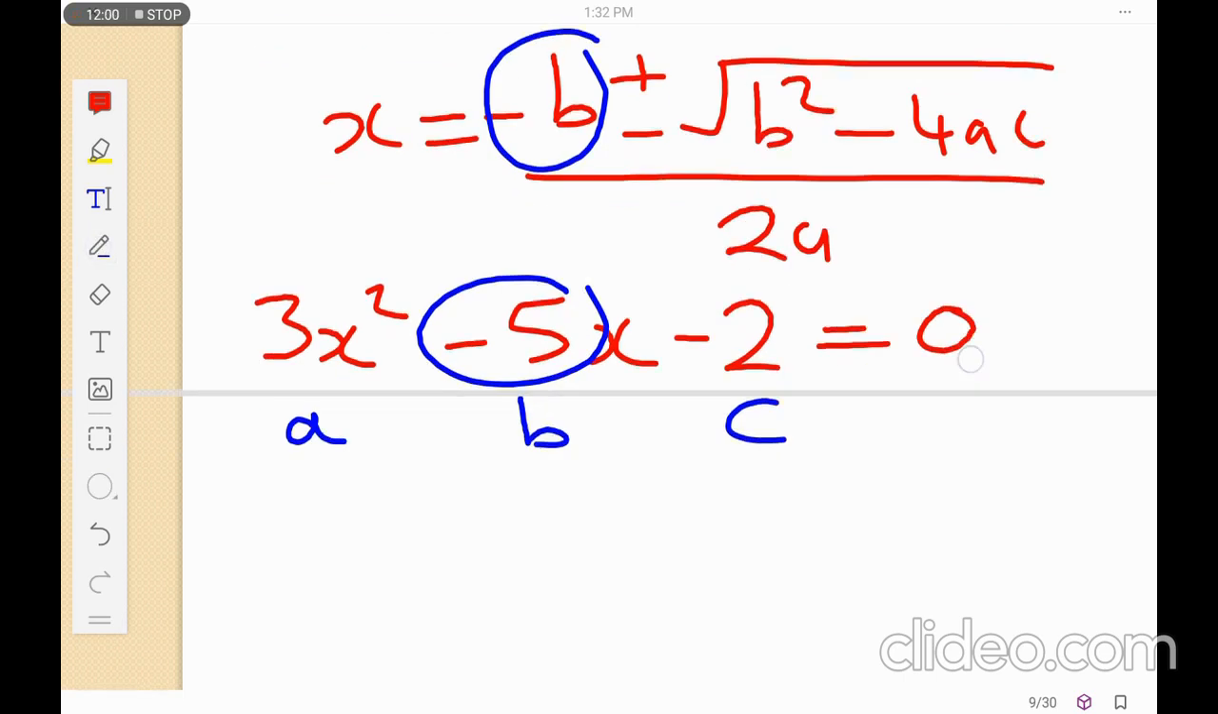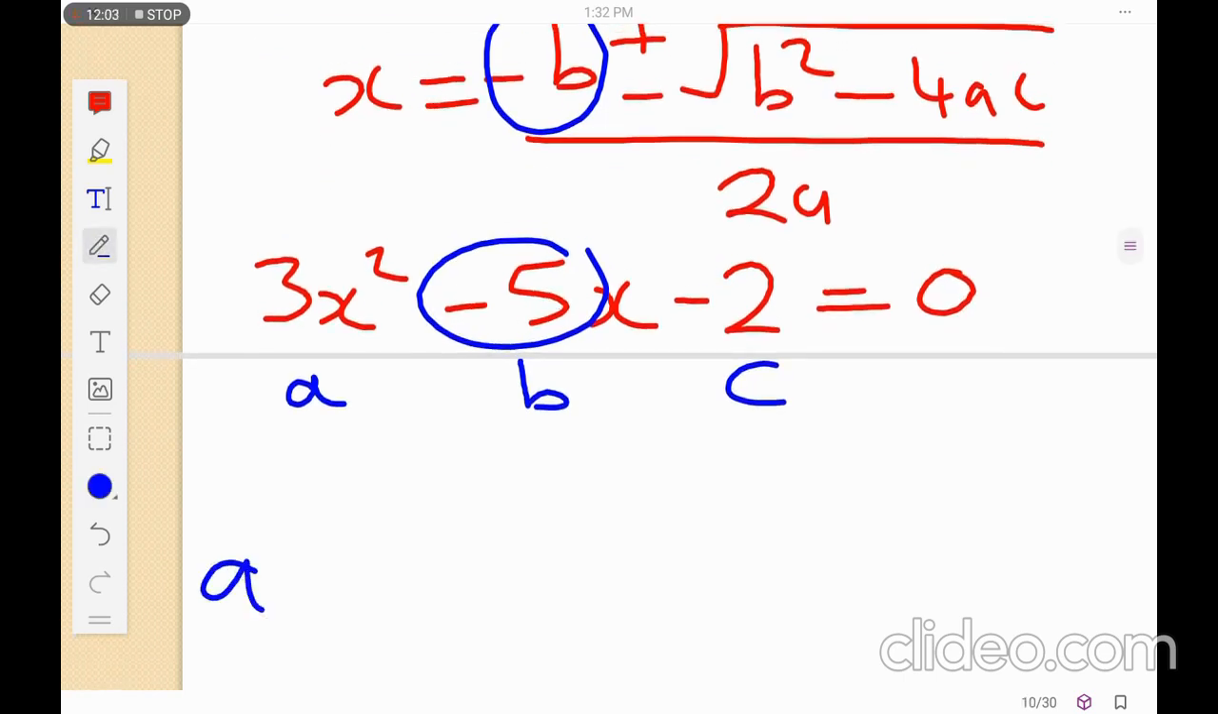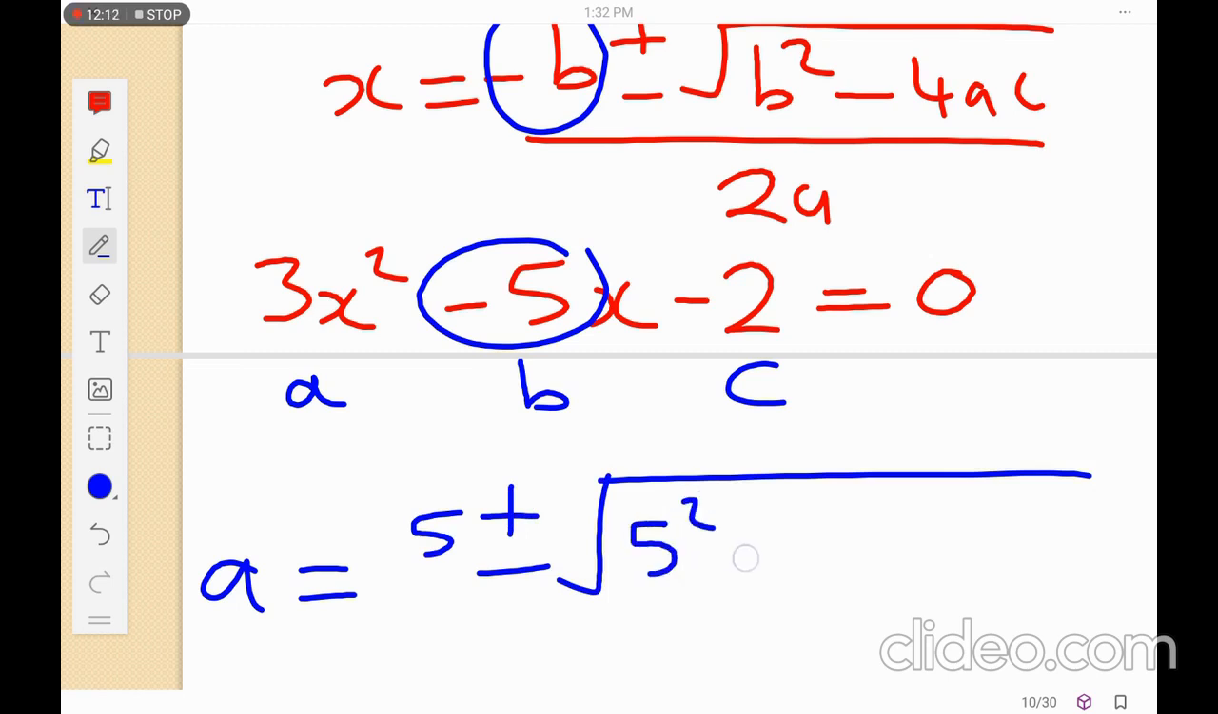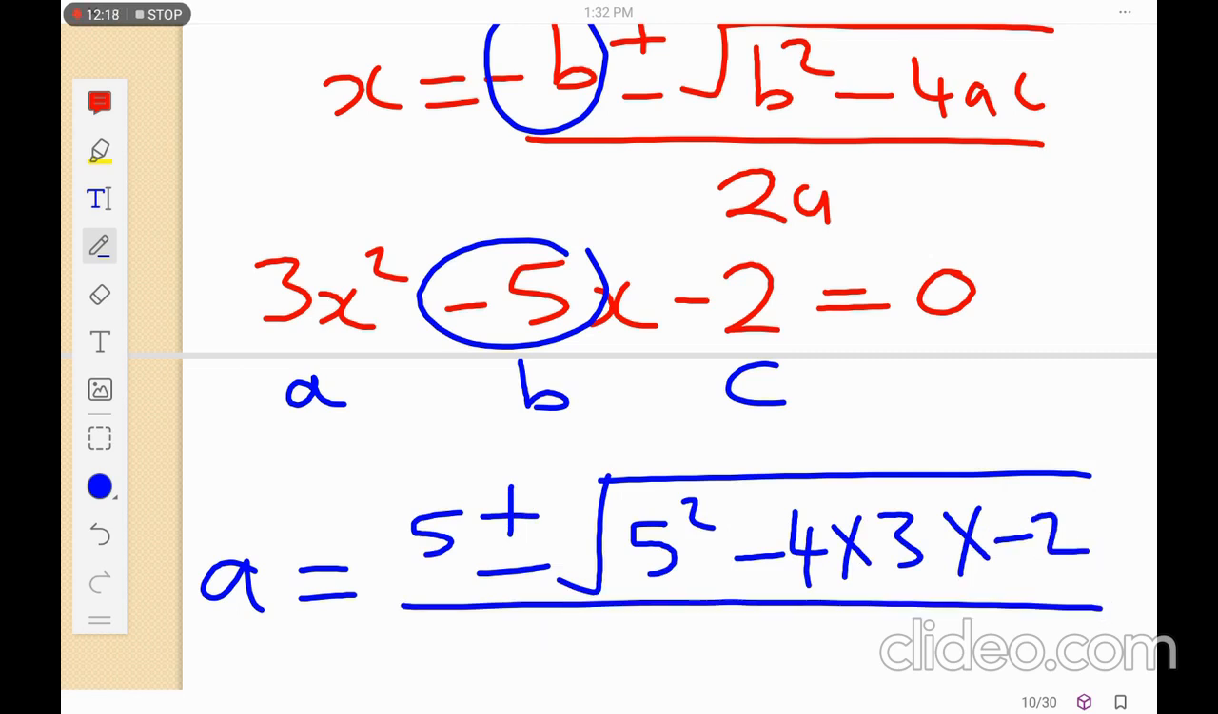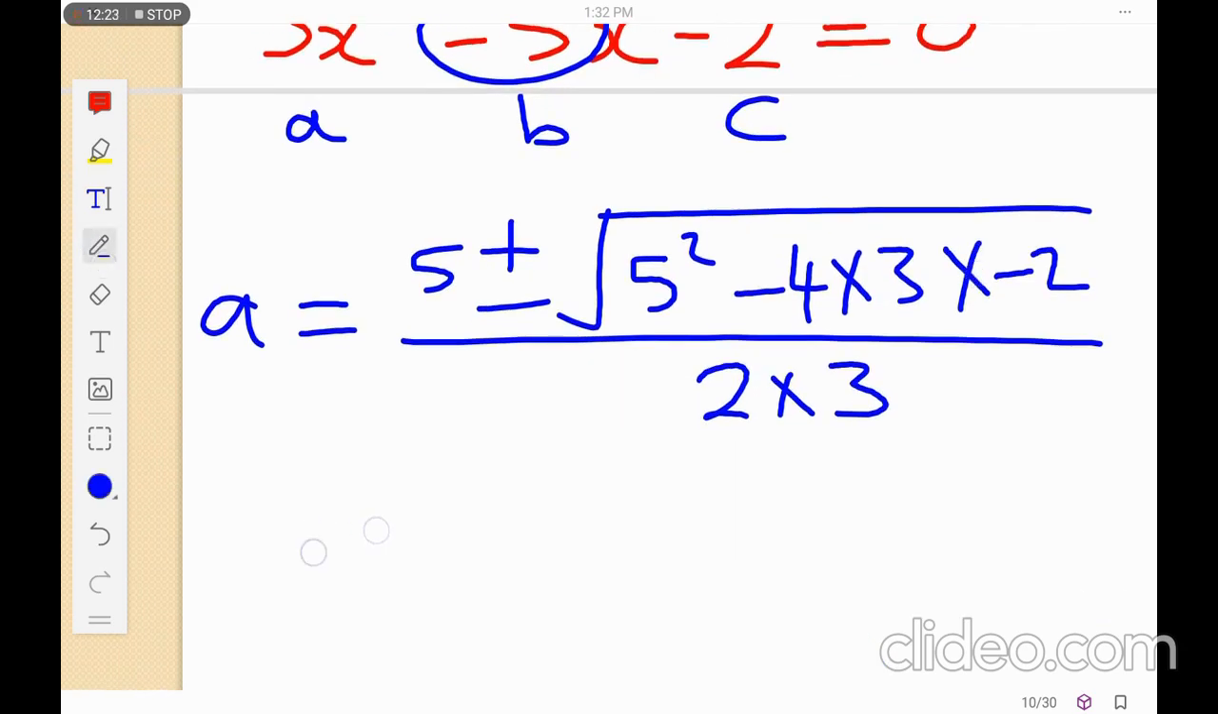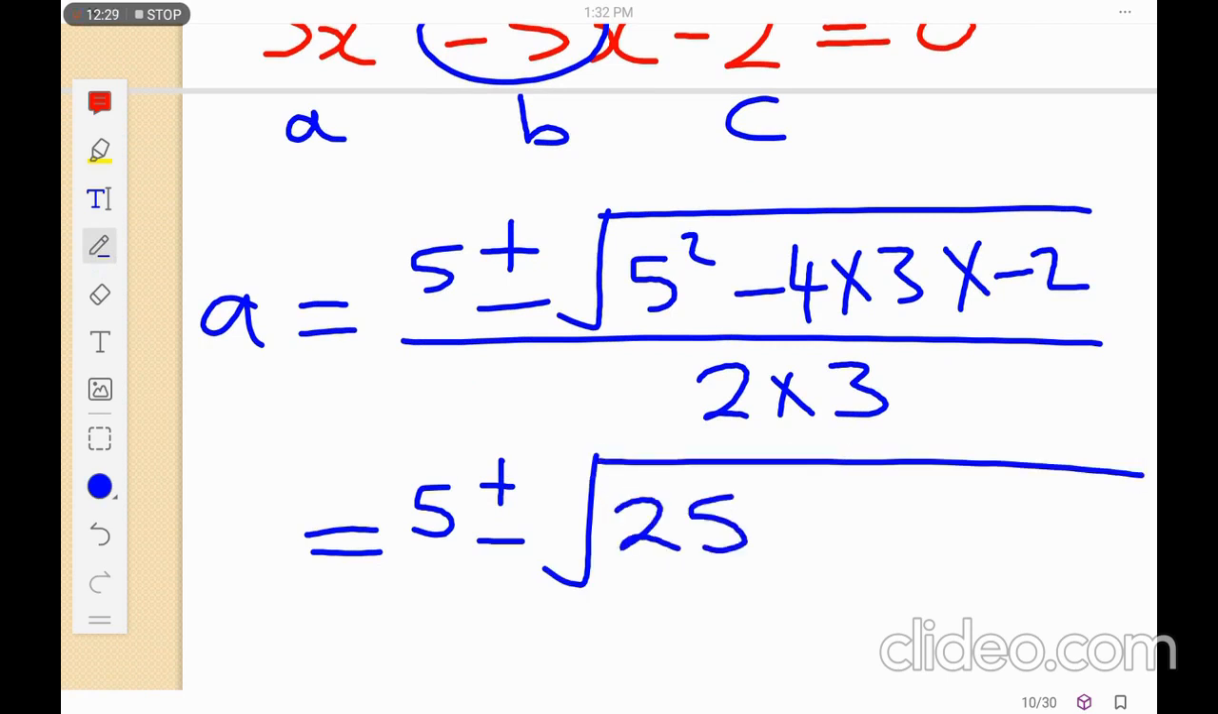Okay, so we can now say our x in the equation is equal to 5 plus or minus square root of 5 squared minus 4 times a, 4 times 3 times c, minus 2 there, all over 2 times a, which is our 3. Let's simplify that part there. So I'll have 5 plus or minus square root of 25, then 4 times 3, I get 12 there. 12 times 2, I get 24. So I have plus 24 there.